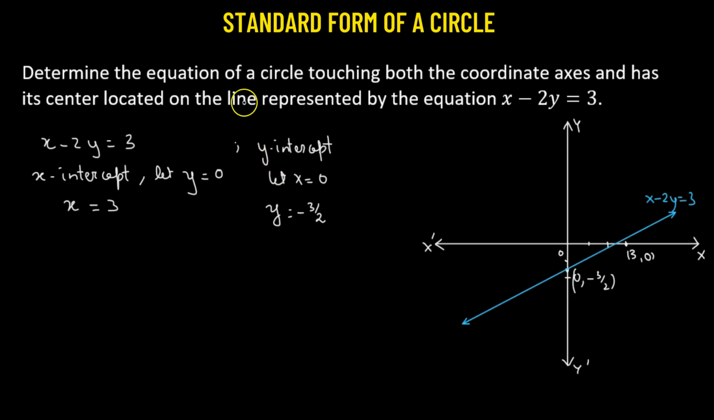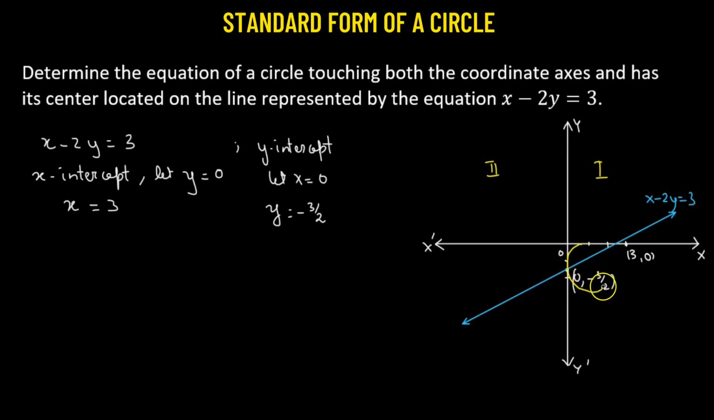So our goal will be to find the equation of a circle such that the center of that circle lies on this line. There are only two possibilities. The circle definitely cannot lie in the first quadrant. It also cannot lie in the second quadrant. It can only lie either in the third quadrant or in the fourth quadrant. So let's try to understand it, because it has to touch both the two axes. That's the only criterion that it has to fulfill.